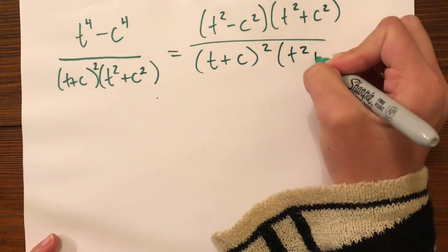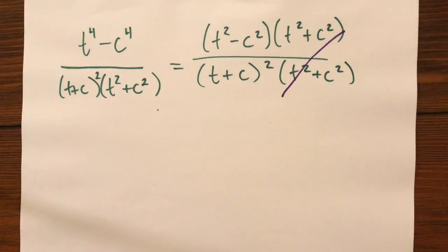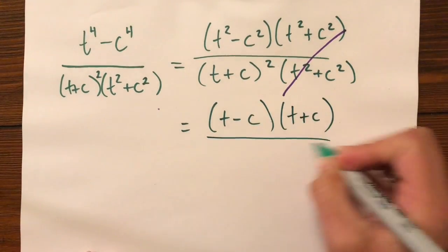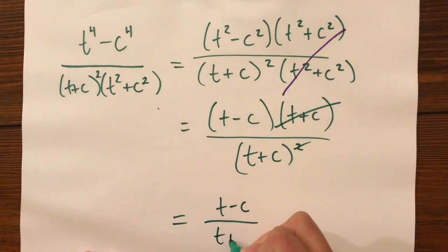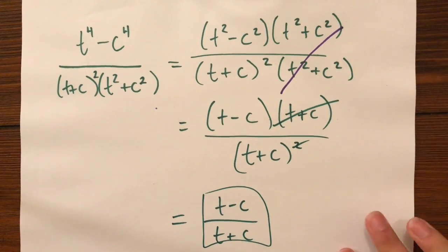And then the bottom is going to stay the same. I realize I have something in common on top and bottom, so I'm going to get rid of it right away. And then I'm going to have t minus c, t plus c, because I have another difference of squares. And that means I can cancel one of the t plus c's, and I'm left with just t minus c over t plus c. Excellent.